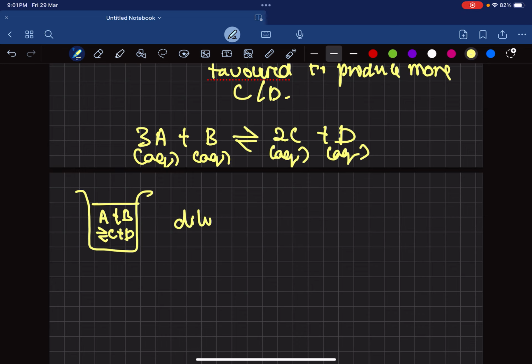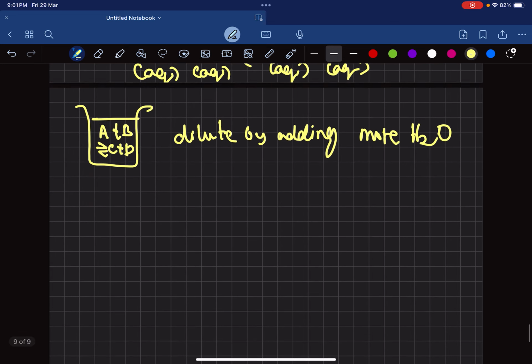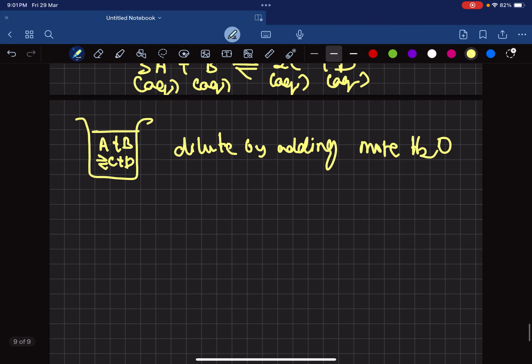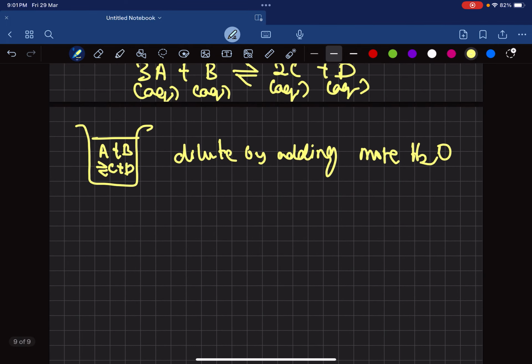We dilute by adding more water. So what happens is when you add water, the whole reaction mixture becomes dilute. Okay, so what happens is the entire reaction mixture becomes dilute.